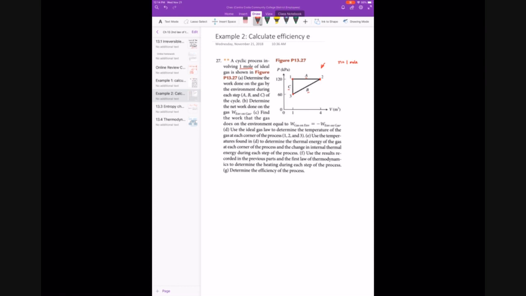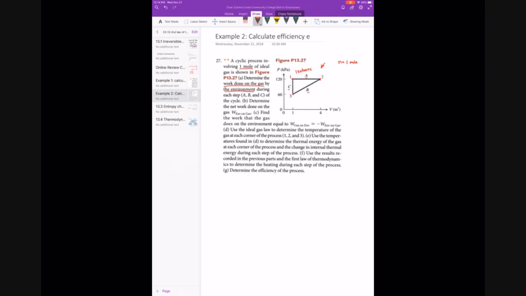The pressure and the volume are all given, so you can use those values to do the calculation. The first thing we are asking is, what is the work done on the gas by the environment during each one of the steps, which is process A and B and C. So what is process A? This is isobaric, right?